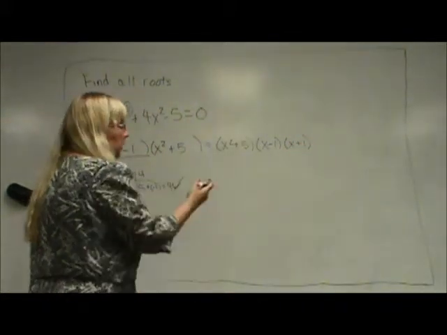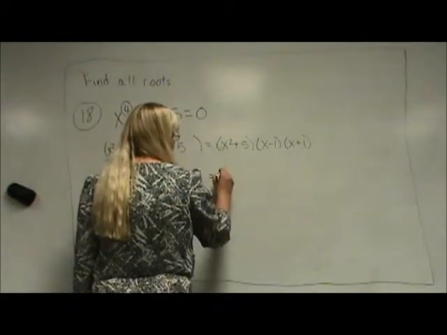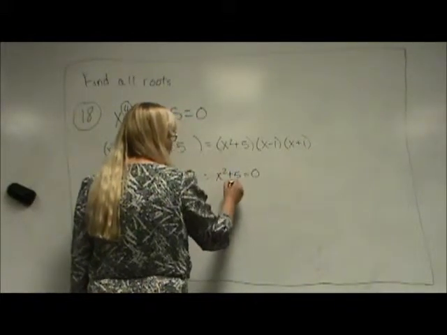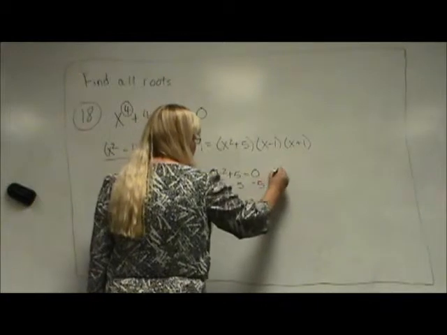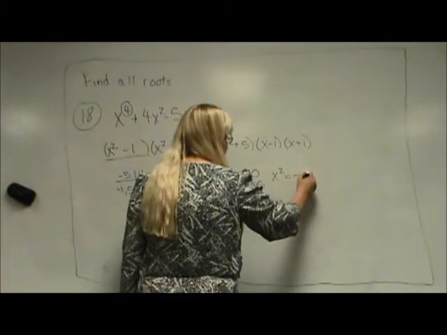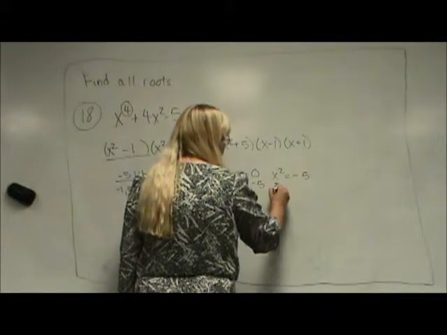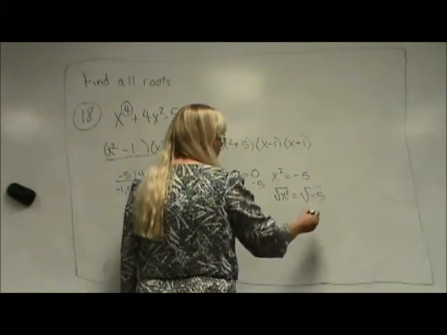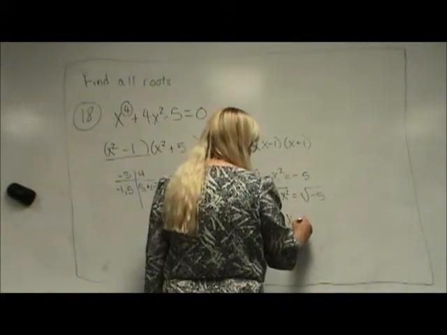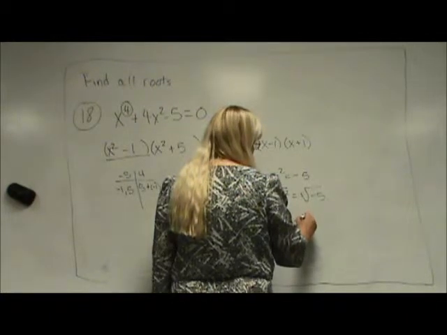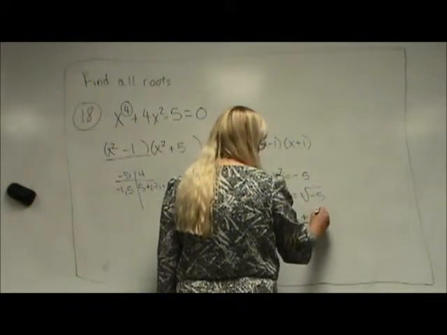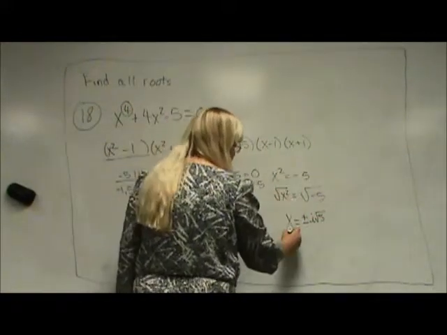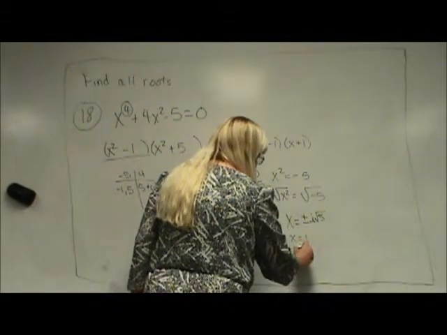Now I need to set each one equal to 0. So I have x squared plus 5 equals 0. Subtracting 5, I have x squared equals negative 5. So the square root of x squared equals the square root of negative 5, which gives me x equals plus or minus i root 5. There's two of my solutions. My other two solutions are going to be x equals 1 and x equals negative 1.